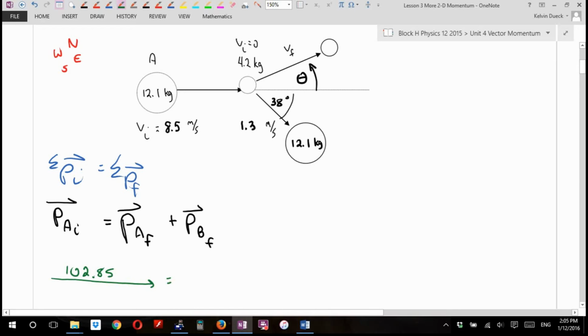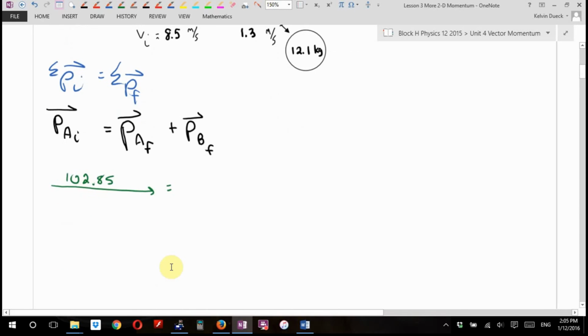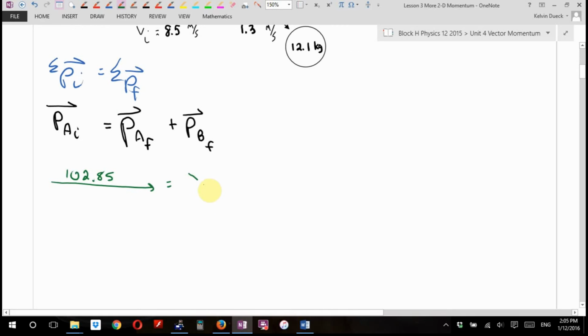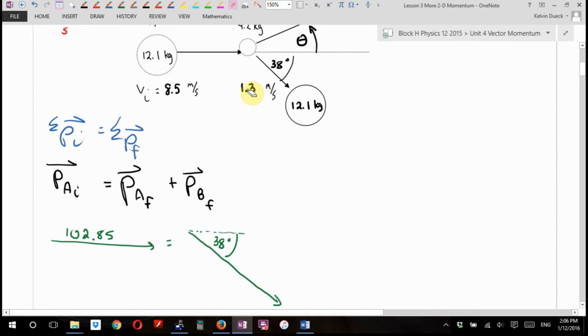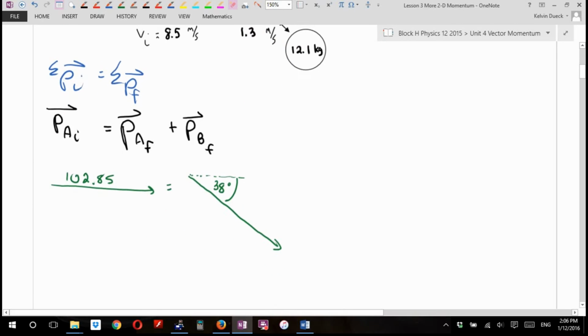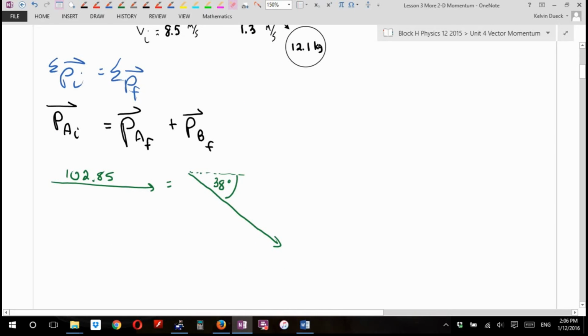When they collide, after the collision, it looks, Kohei, as though mass A moves that way at an angle of 38 degrees from the picture. How big is this going to be? Mass times velocity. So it's going to be 12.1 times 1.3, which is what? And don't round off. 15.73?